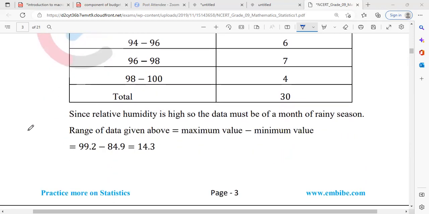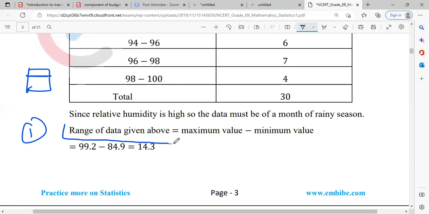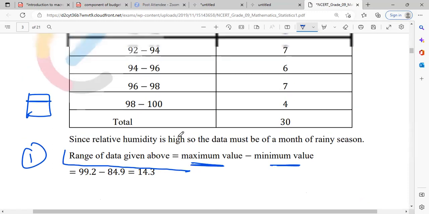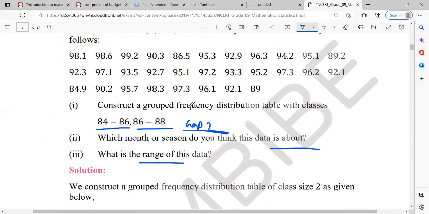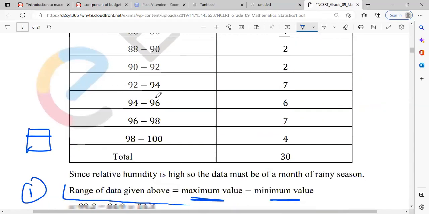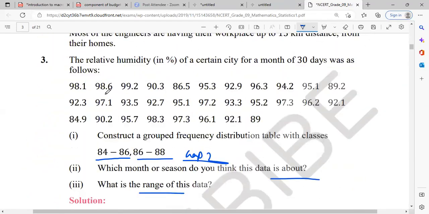For 1 mark, they ask you to find the range. What is the range? In your notebook margin, first of all, you will write the formula in a box: range of data, range equals maximum value minus minimum value. So over here, what is the maximum value? This was the maximum value, I think 99.2, right? This one. And what was the minimum value?